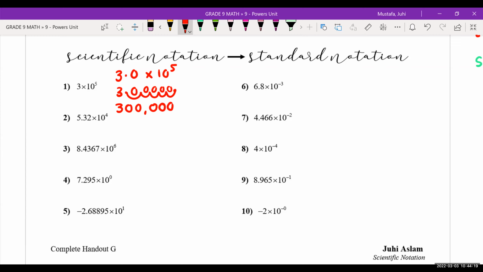Okay, and for all these questions, we're going from scientific notation to standard notation. We're not going to do every single one of them because it will be repetitive. Let's go ahead and try question number 4.